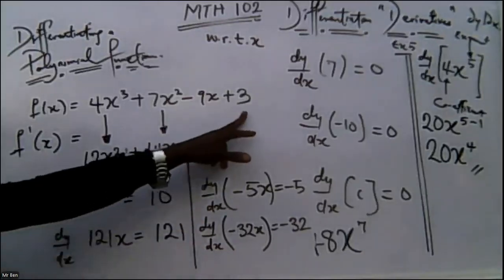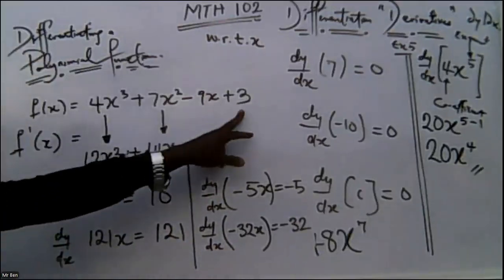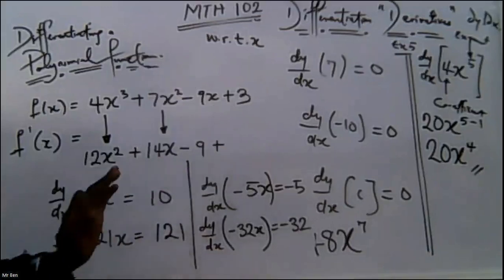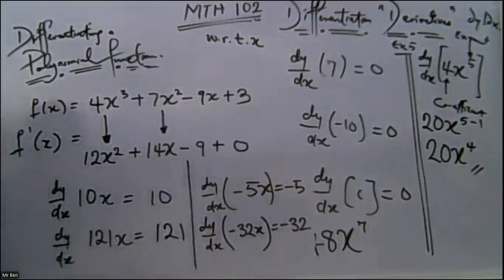Now, how are you going to differentiate 3? You should know that 3 is the constant in this polynomial function. And the derivative of any constant is what? 0. So it's going to be 0. Thank you.